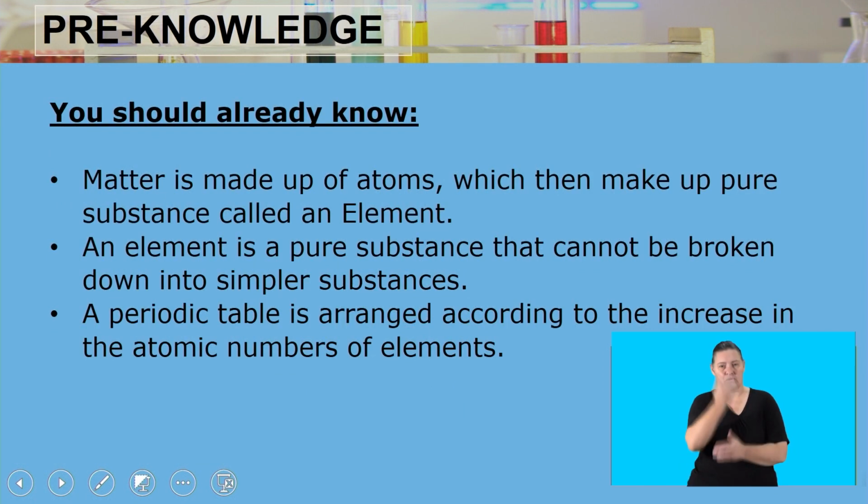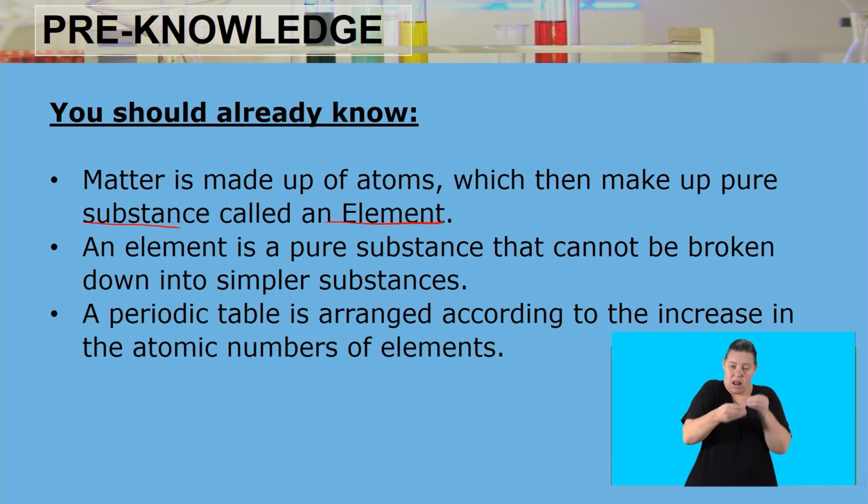This is what you should already know by now from the previous grade: that matter is made up of atoms, which then make up pure substances which are called elements. Secondly, that an element is a pure substance that cannot be broken down into simpler substances. And the last one is that the periodic table is arranged according to the increase in the atomic number of elements.